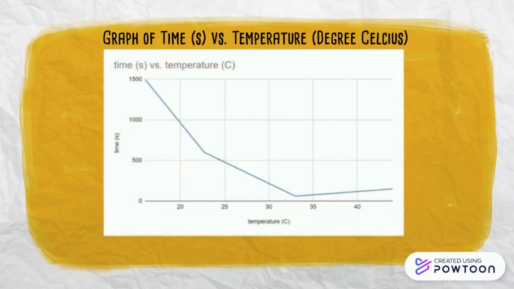From the recorded data, we can plot a graph showing the effect of temperature on the process. We can see that at temperatures of 16 degrees Celsius and 22.7 degrees Celsius, the temperature is considered low for this enzyme. So it took 1500 seconds and 600 seconds respectively, indicating a decrease in the rate of the enzyme reaction.